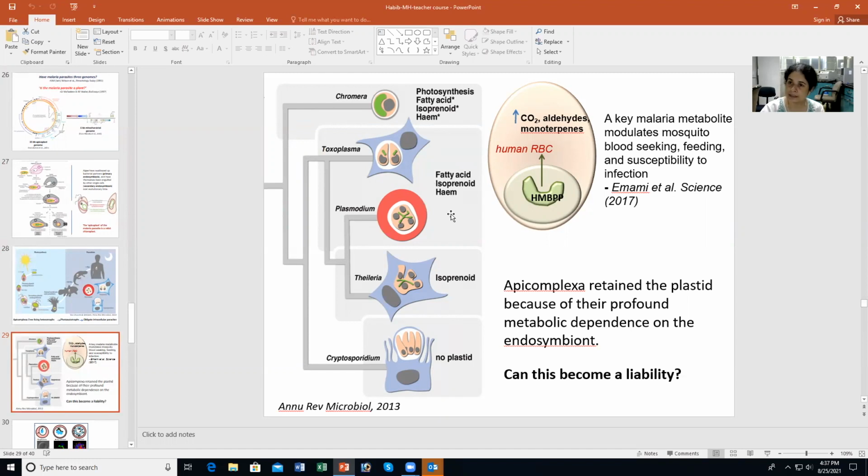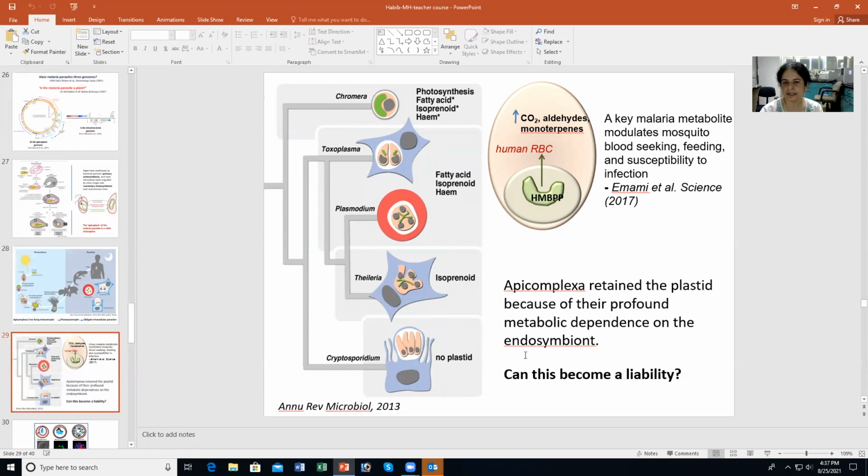This is a bit surprising, but there is so much heme coming in from hemoglobin, yet the parasite has its own heme synthesis pathway. And this is because the parasite needs heme not only in the RBC, but also in the liver stages and the mosquito stages where you don't have RBC hemoglobin. So its own heme synthesis pathway is essential in those stages where excessive heme is not coming in from the RBCs. In Theileria, there is isoprenoid synthesis.